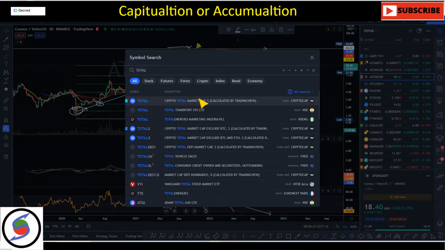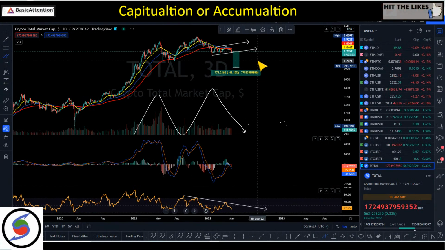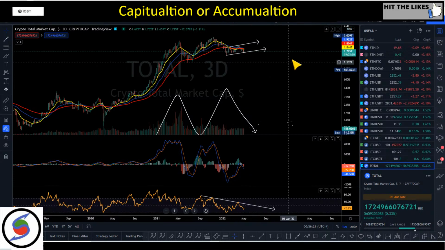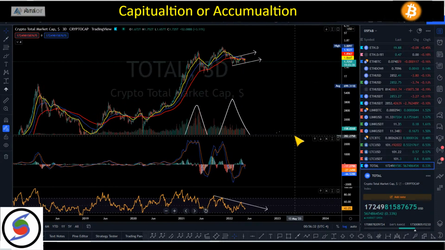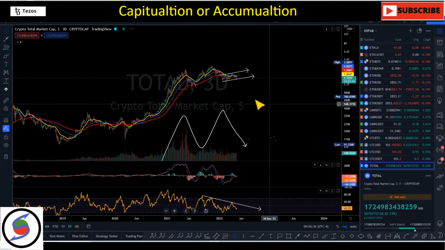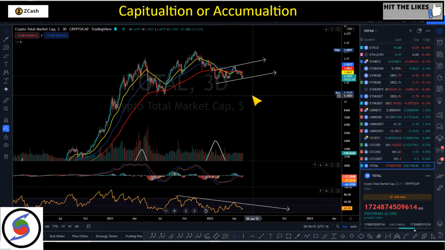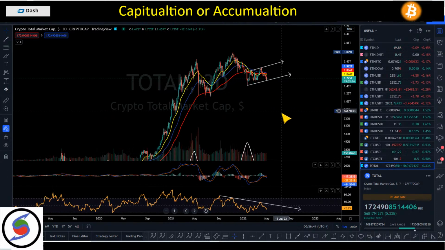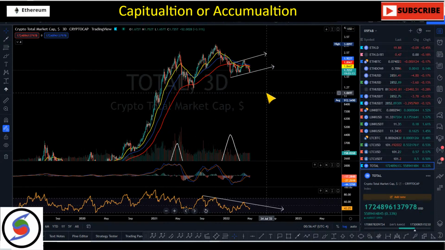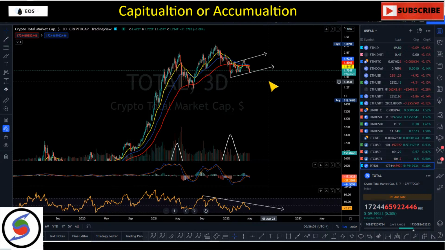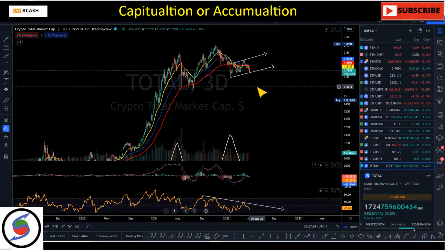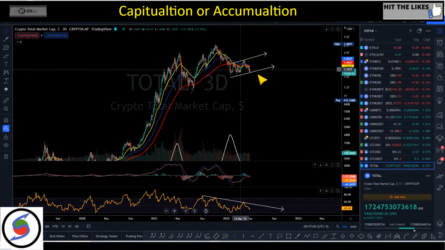So total market cap. We talked about total 2 before, but now we're going to talk about the total market cap. You might be saying the chart of the total market cap is pretty similar to the BTC chart. Yes, because BTC is 40% of the total market cap and everything else is under 20%. That's why the total market cap is printing the same pattern as BTC.